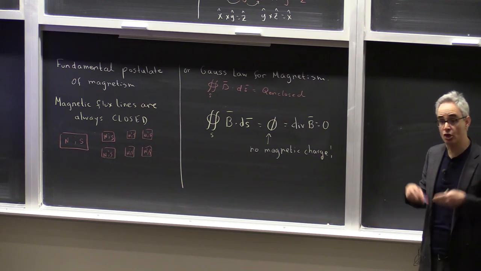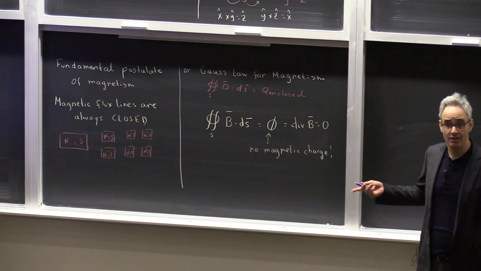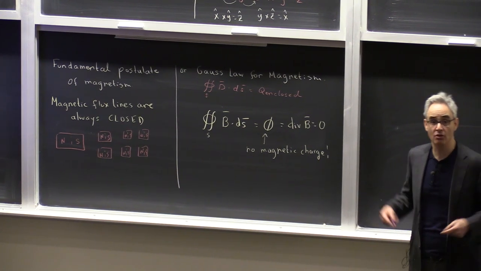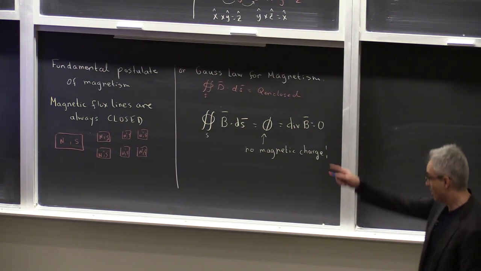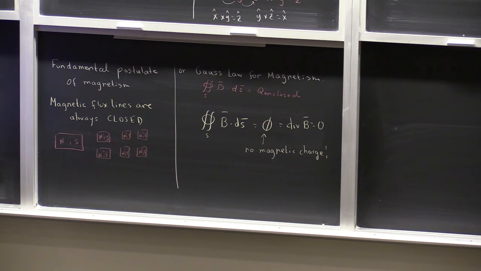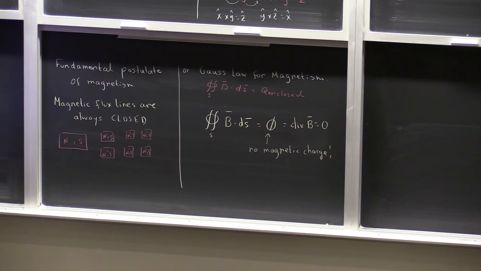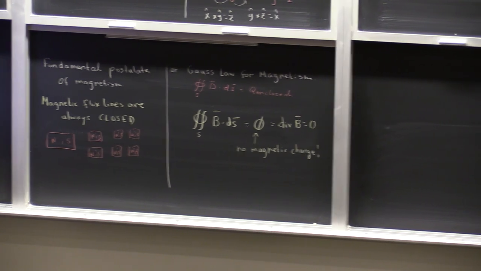And if you have no source nor sink, then there is only one possibility: the lines will be closing upon themselves, just like you see them right there in the magnetic field that we just calculated. Any questions? Yes.